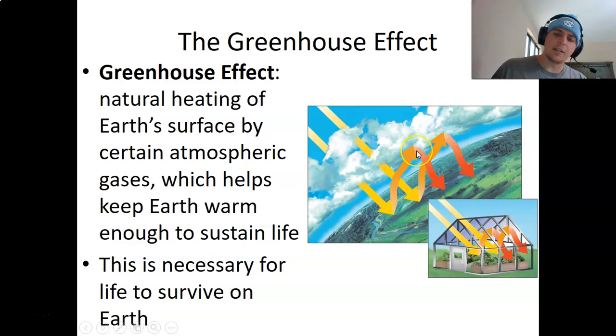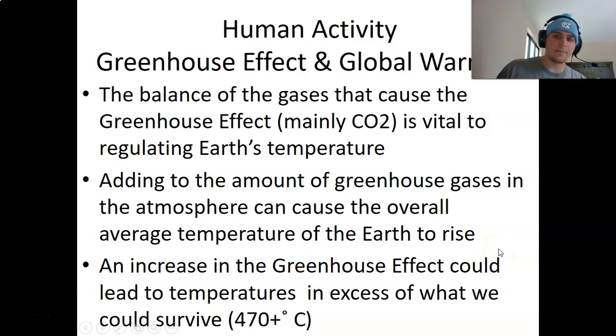Some of it gets reflected back up and out towards space. But then gases in the atmosphere actually reflect a lot of the heat back down, and that keeps us warm, whereas some of it then does escape. And this is exactly like a greenhouse, where the light can pass through the window panes, but the heat, once it transfers, gets trapped because of the thickness of the glass. Okay.